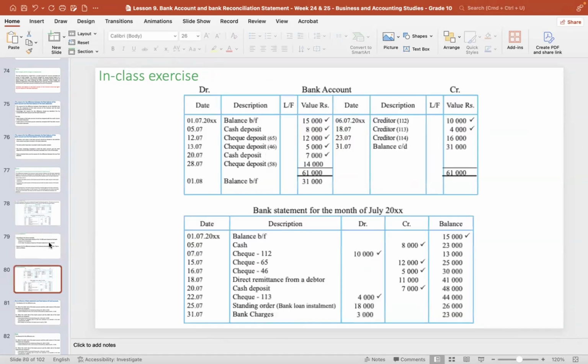Okay. So if you compare your answer with this one, it's similar to ours. The check deposit is not being recorded here, whereas this creditor's payment is not recorded. And here you have this direct remittance and the standing orders, which are recorded only on one side, either on the bank account or on the bank statement. So these unticked items are the reasons for the difference.